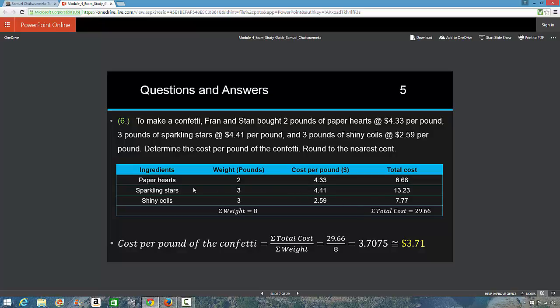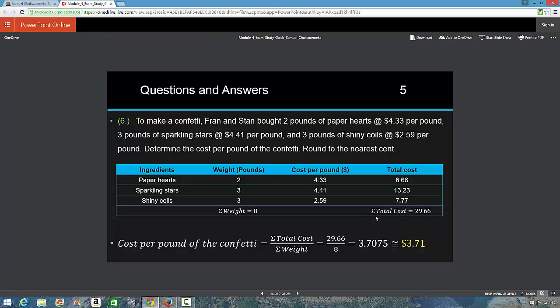1 pound of sparkling stars costs $4.41. So how many would 3 pounds cost? You multiply by 3, and it gives you this. Verify these calculations to make sure that it is correct. After you get the total cost of each ingredient, then find the overall total cost. This is sigma. Sigma means the summation of all the total costs.